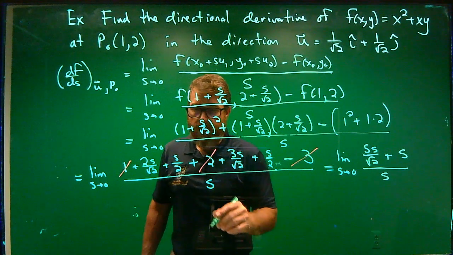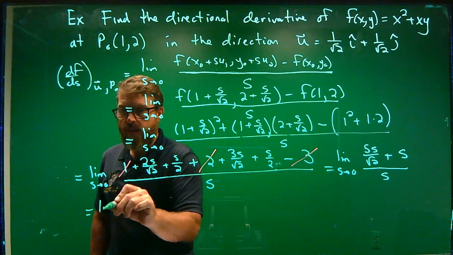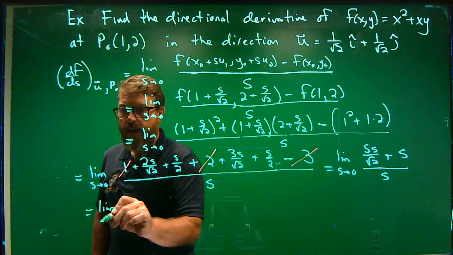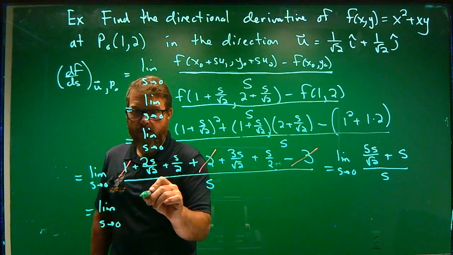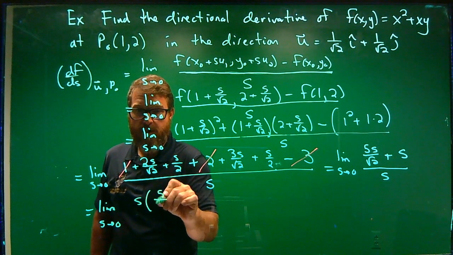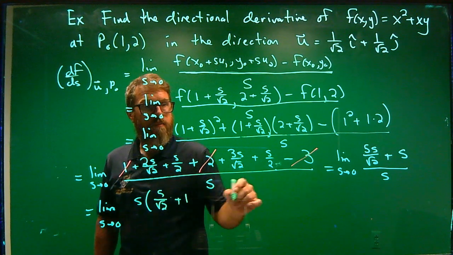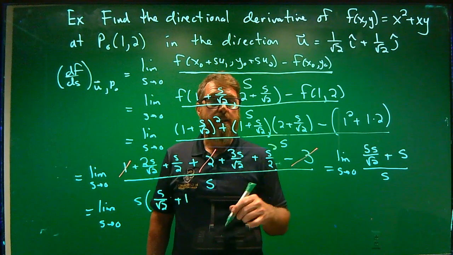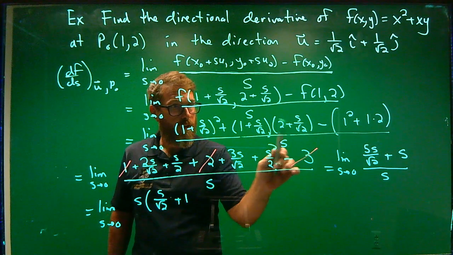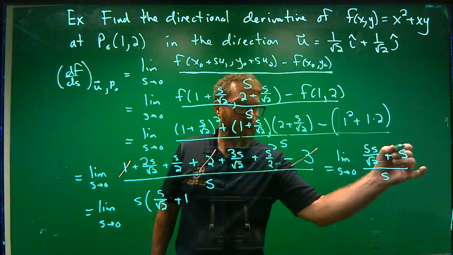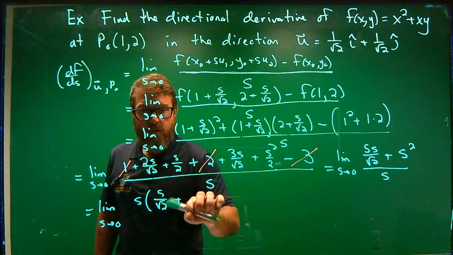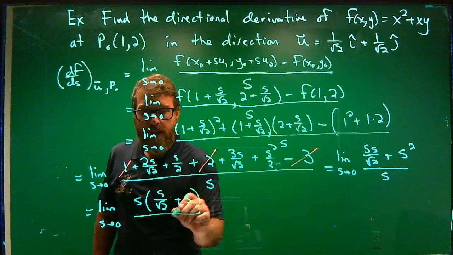So we can factor an s out of this. So this is going to be the limit as s goes to 0 of factoring an s, I'm going to get 5 over root 2 plus 1. Oh, this should have been s squared. My bad. I'm trying to square this to go here. So this should be s squared, and this would still be an s, all divided by s.